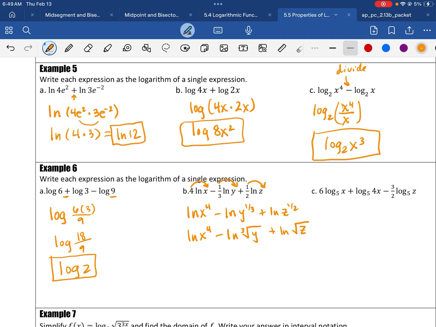Okay, let's put them in their spot. So we've got 1 ln now. X to the 4th has a positive out in front of the log, so he's going to go in the top. The cubed root of y has a negative out in front of his log, so he's going to go into the bottom. Z has a positive in front of the log, so he's going to go in the top.